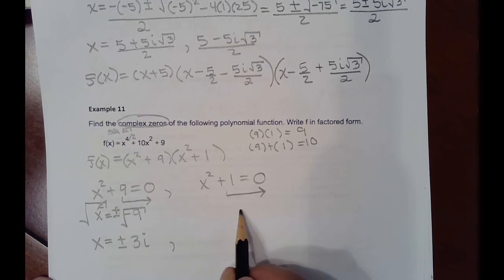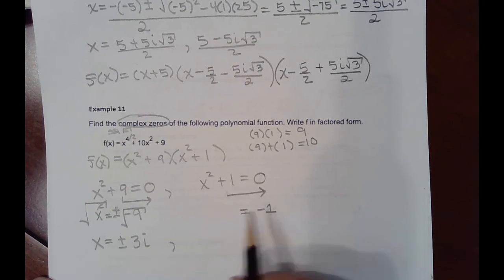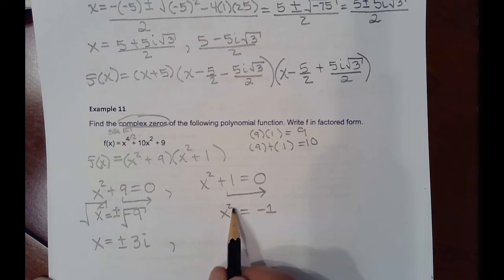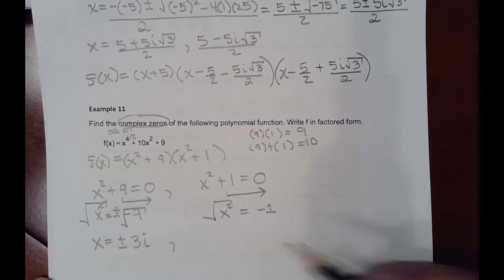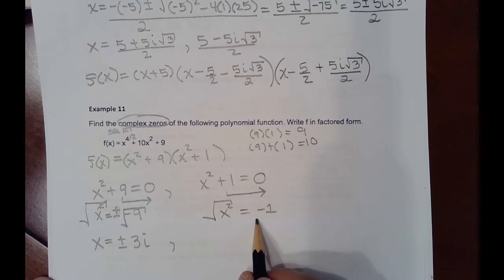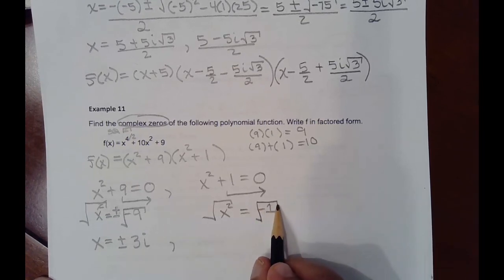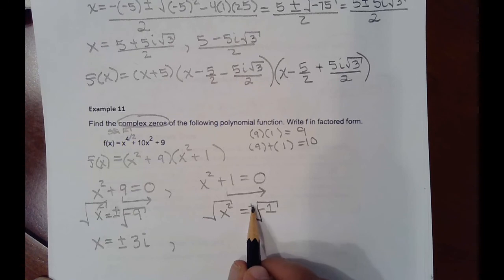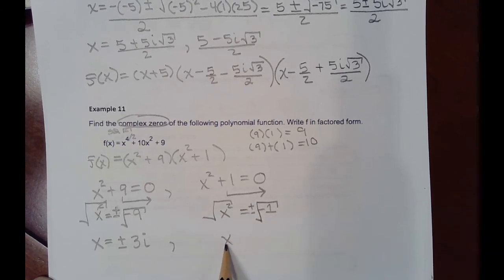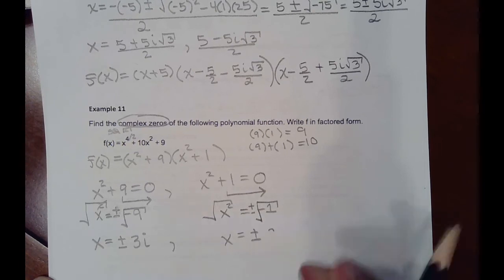Likewise over here, you're going to bring the 1. Over here it becomes negative 1 with an x squared. We're going to get rid of the x squared by using the inverse operation, square root. Likewise, we will also use a square root over here, and we're going to report both the positive and the negative root on the numeric side. So x is equal to plus or minus i.